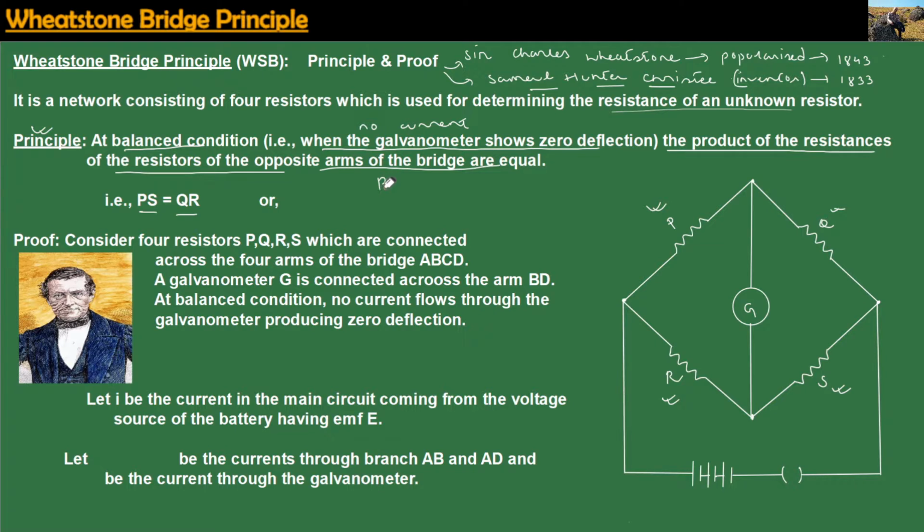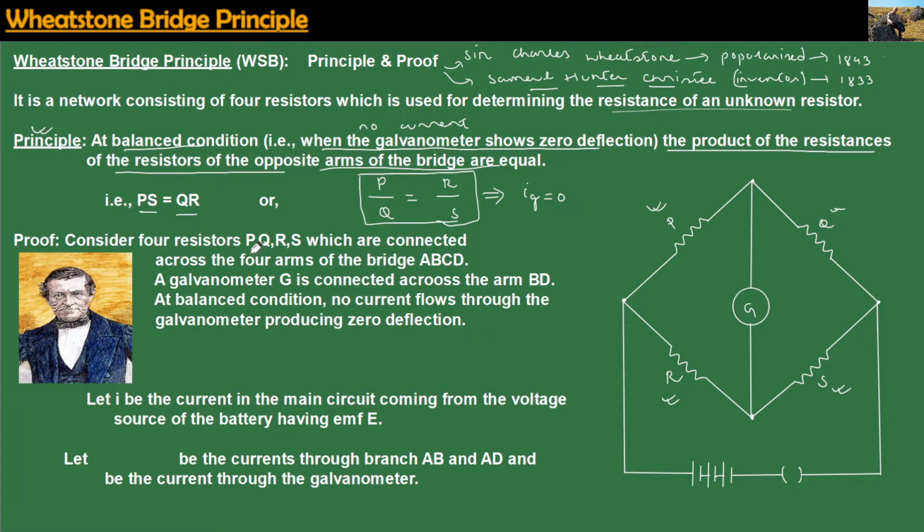That means the ratio of these former arms, P divided by Q, should be equal to R divided by S. This is our balance condition. This is what is known as the Wheatstone bridge principle, and it is possible only if the bridge is balanced, under the condition that the current across the galvanometer is equal to 0.